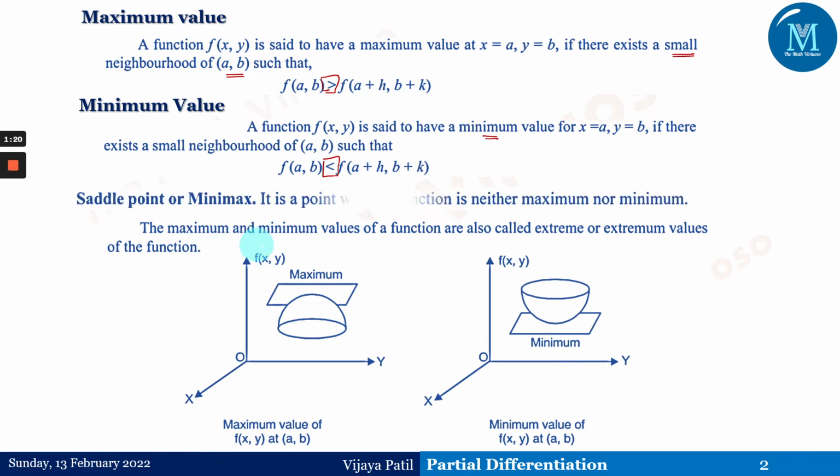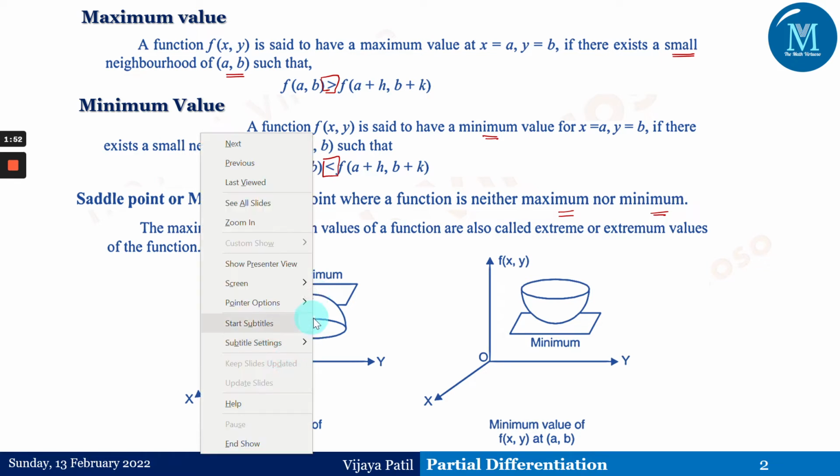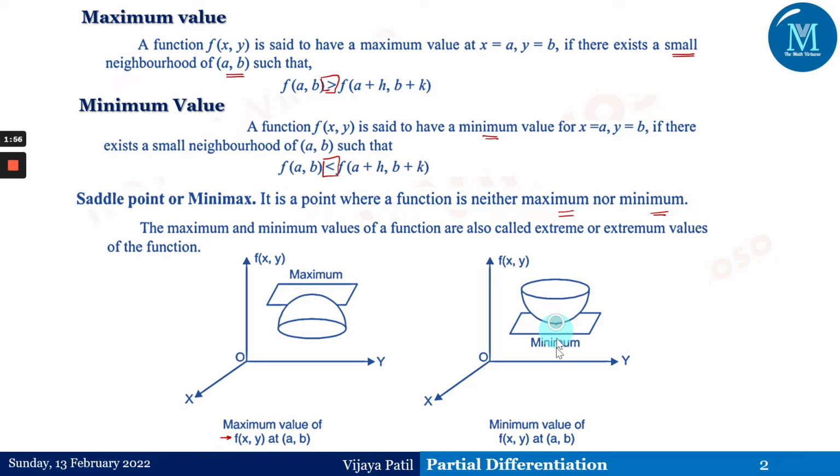Now, what exactly are the maximum and minimum values? A saddle point or minimax is a point where the function is neither maximum nor minimum. Using this figure, if you observe, the maximum value of f of x comma y at a comma b is given by a point like this, the point at which the function has the maximum value. Similarly, where it has a minimum value, it is known as the minimum of this function. Maximum and minimum values of a function are also known as extreme or extremum values. A saddle point or minimax is a point where the function is neither maximum nor minimum. That is what we have taken into consideration.